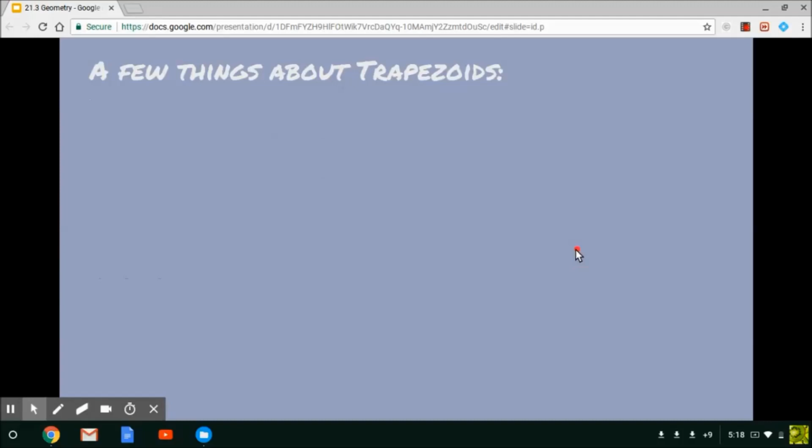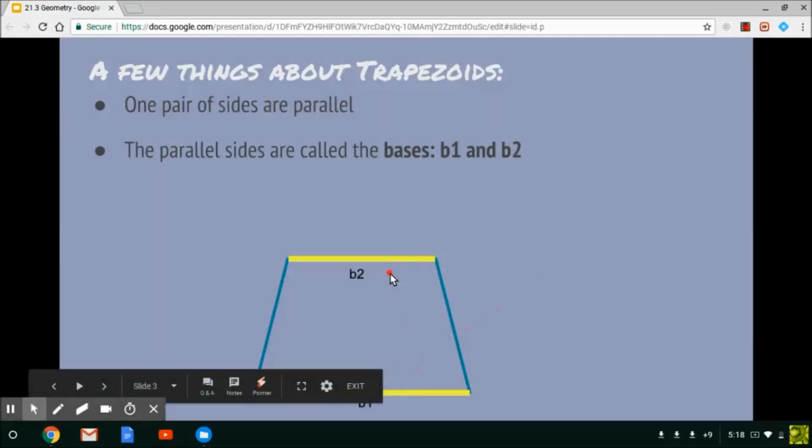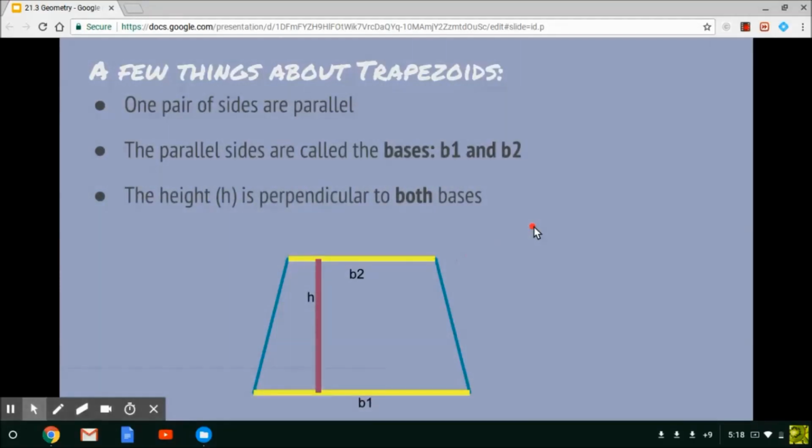Okay, so first we have to remember a few things about trapezoids. First off, we have one pair of parallel sides, not two. And these parallel sides are going to be called the bases. So we have base 1 and we have base 2. And then the height is going to be perpendicular to both of the bases. So that's just the distance between the two bases. And then the median is base 1 plus base 2 divided by 2. So it's an average of the bases, and it's right in the middle of the trapezoid.